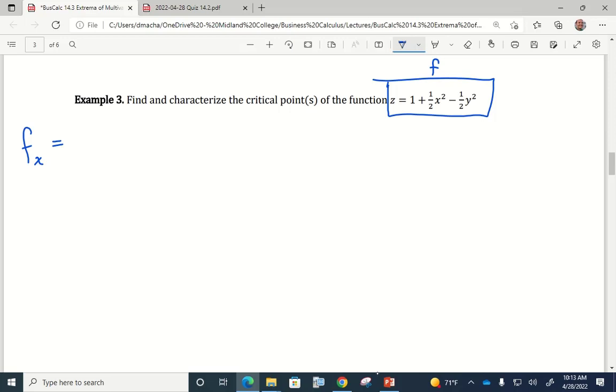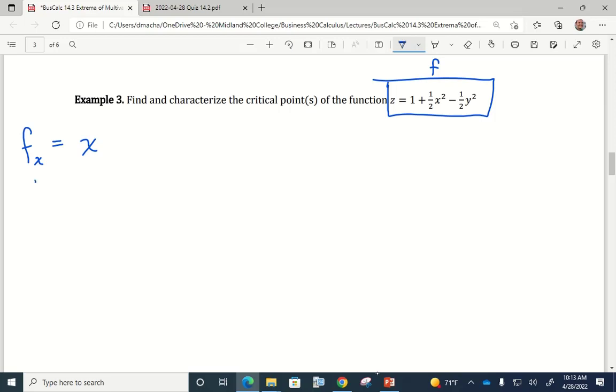And the derivative with respect to x means I just pretend y is a constant, right? So my first term is a constant, it goes to 0. My last term is going to be practically a constant, so that goes to 0. And then the middle term, 1/2 x squared, the derivative with respect to x is going to be just x.